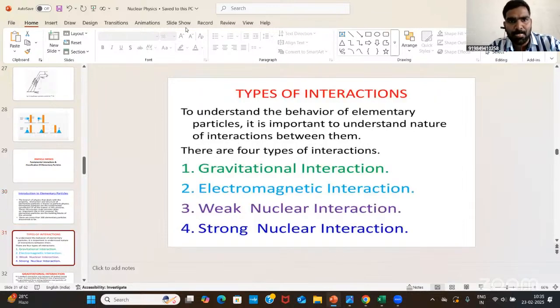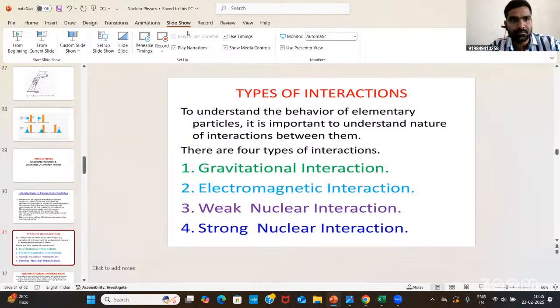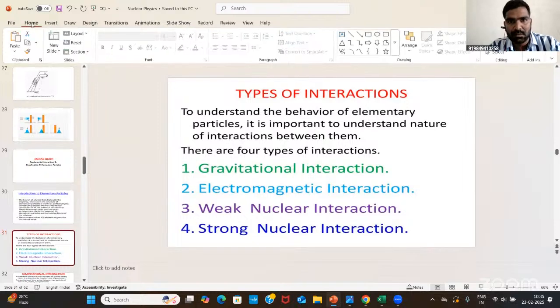Types of interactions. There are four types of interactions. The behavior of these elementary particles can be understood by these four interactions. To study the behavior of elementary particles, it is important to study the nature of interaction between them. Okay, there are four types of interaction. First one is gravitational interaction. Second one is electromagnetic interaction. Third one is weak nuclear interaction. And the fourth one is strong nuclear interaction.